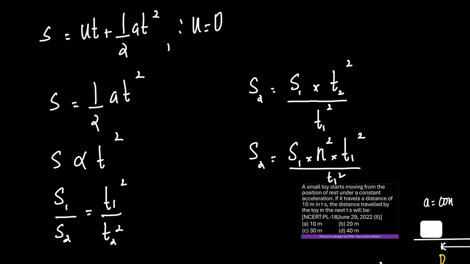Like we did in a couple of questions, one was based on u square being proportional to s, right? We use proportionality there. In a very similar way, we can use the proportionality method here. So we have s is equal to ut plus half at square. Since it is moving from the position of rest, u will be equal to 0, and therefore s is equal to half at square. Half is a constant if it is moving with constant acceleration.